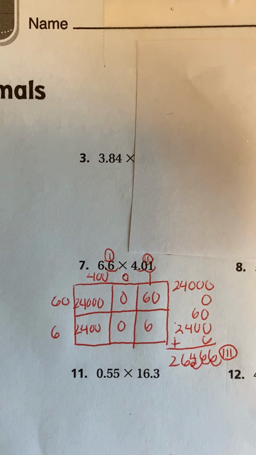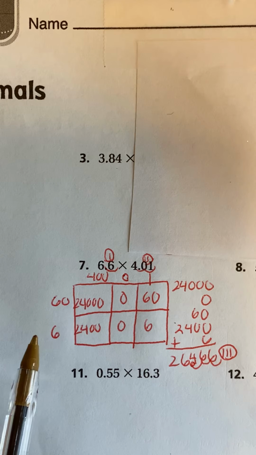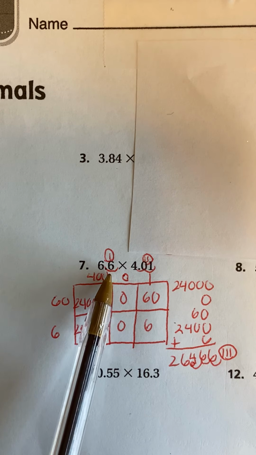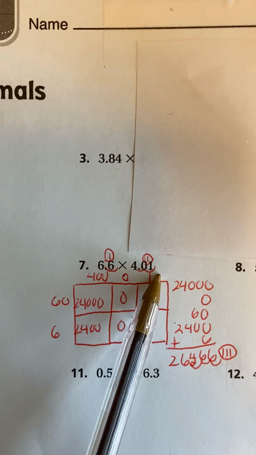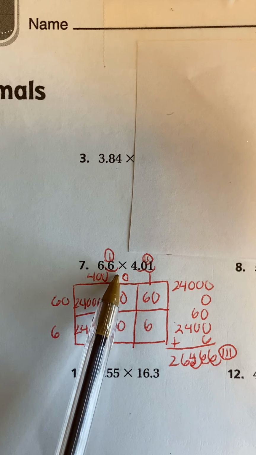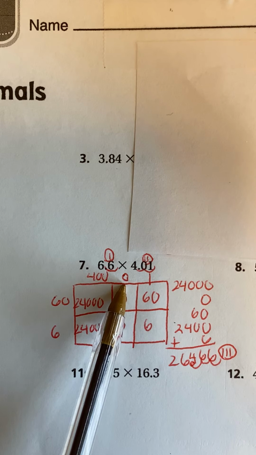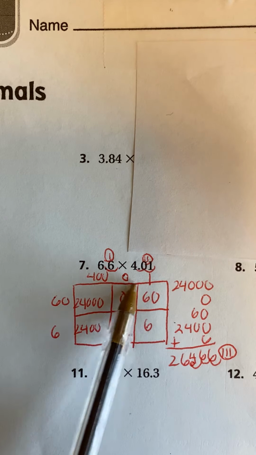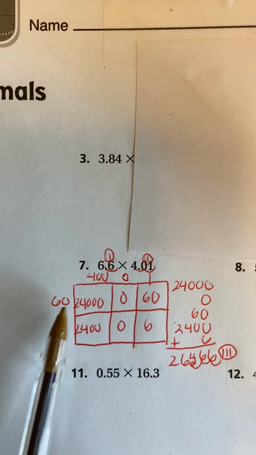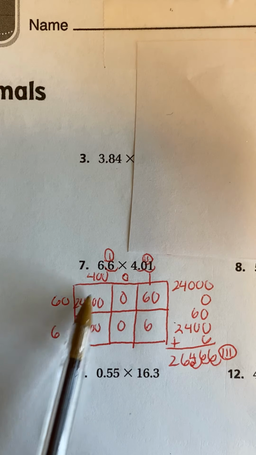Okay, so for number 7, all right, we have to do 6 and 6 tenths times 4 and 1 hundredth. So that would be 66 times 401. So I have 400, 0 tens and 1 one. And right here I'll have 66. So I'll just multiply all of these.